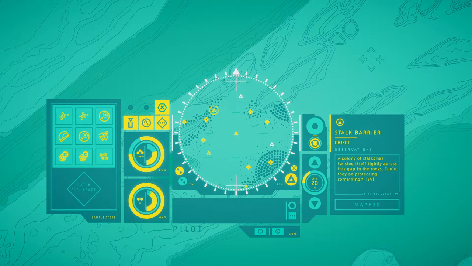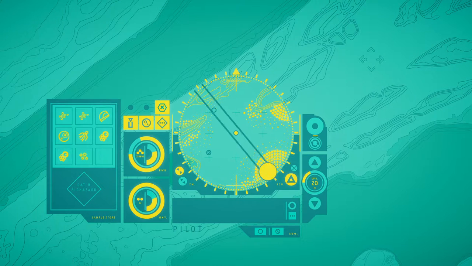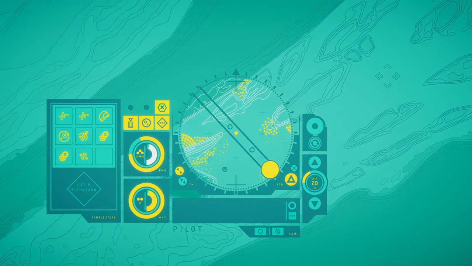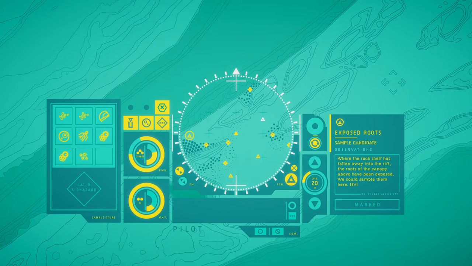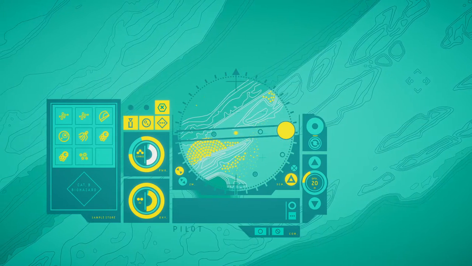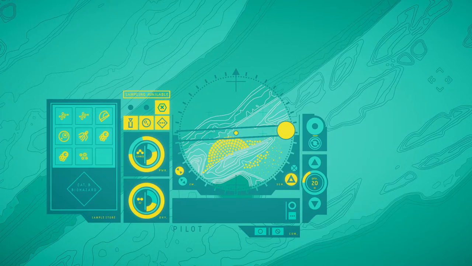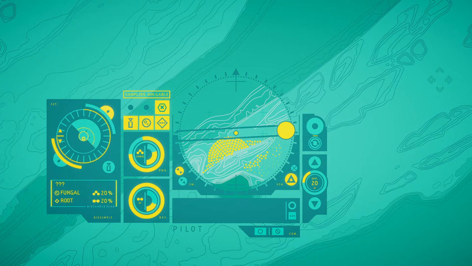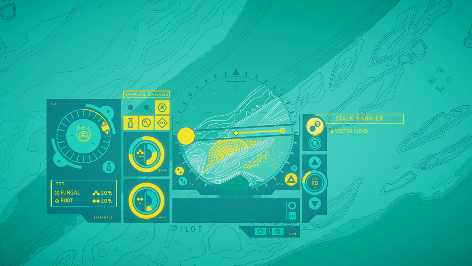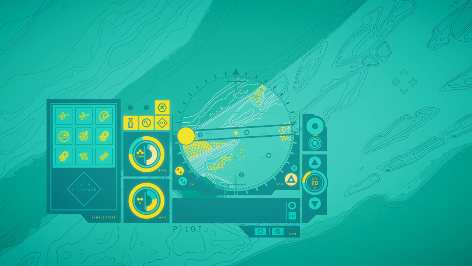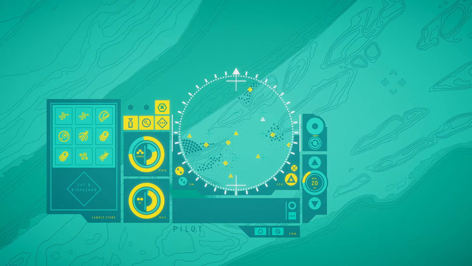A colony of stalks has twisted itself tightly across this gap in the rocks. Are they protecting something? Let's see. Where the rock shelf has fallen away into the reef, the roots of the canopy above have been exposed. We could sample them here. We are bringing lots of roots with us.